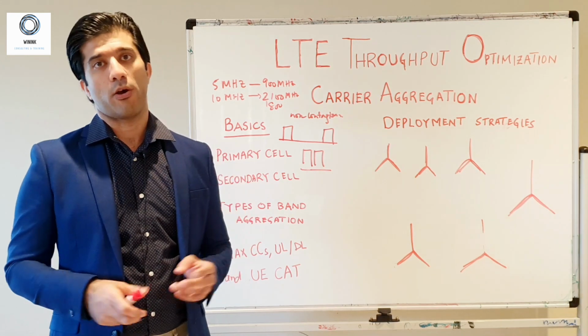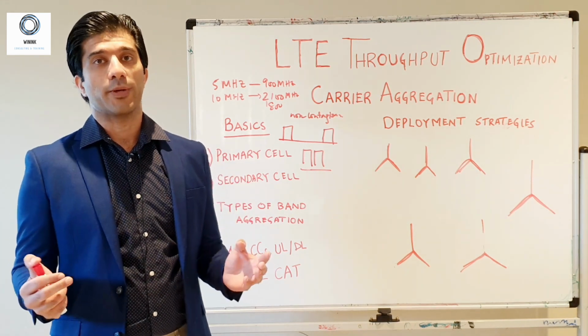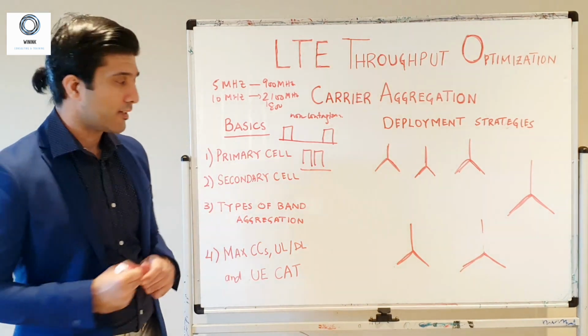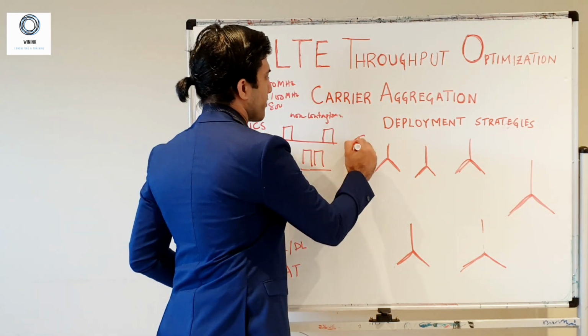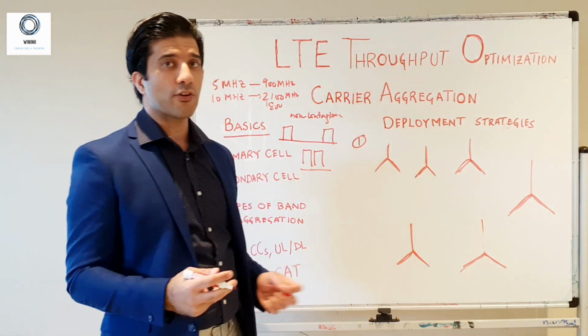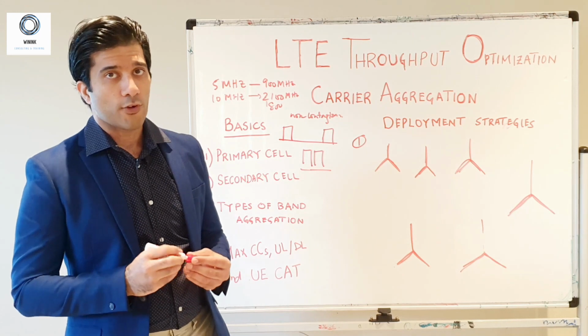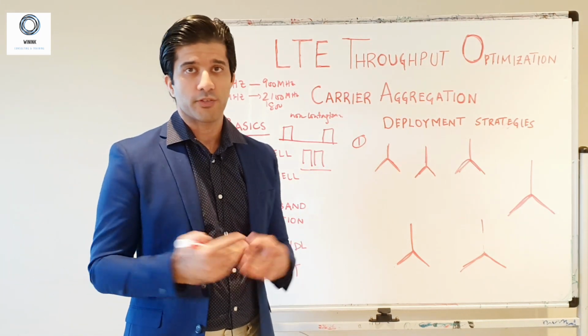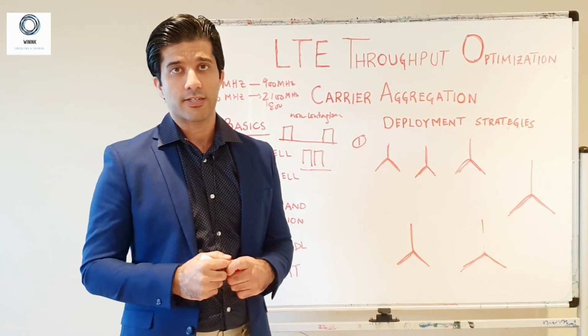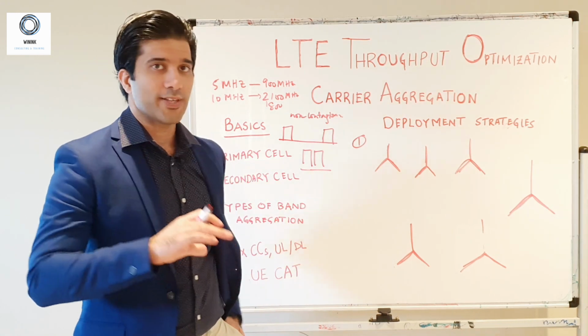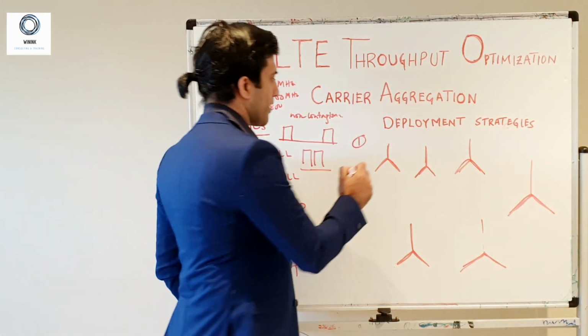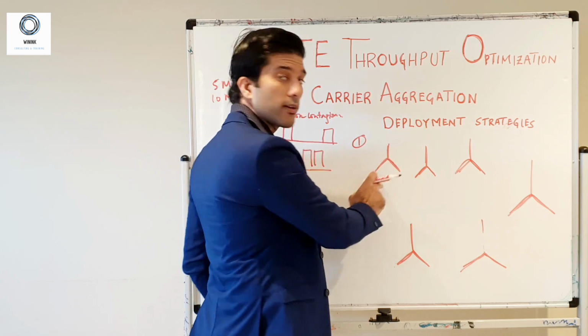How do you deploy carrier aggregation in your network? The first strategy, we may call it strategy number 1, is basically your intra-band deployment. For example, you have 2 carriers, both of them belong to 1800 megahertz, and you deploy them basically in an overlay manner. For example, this is your base station.